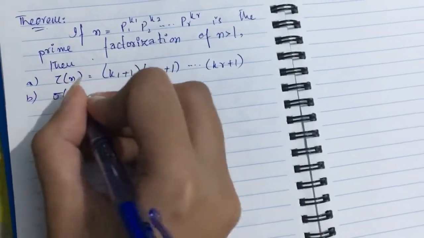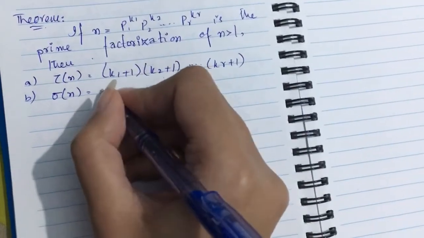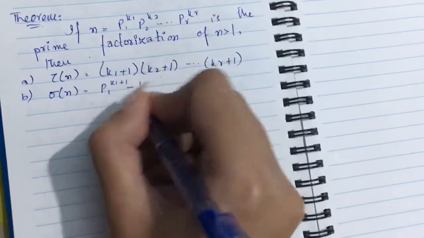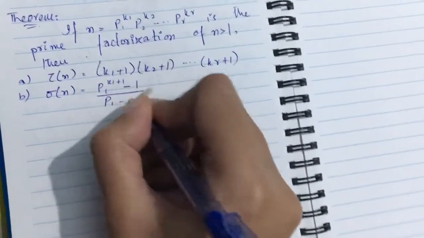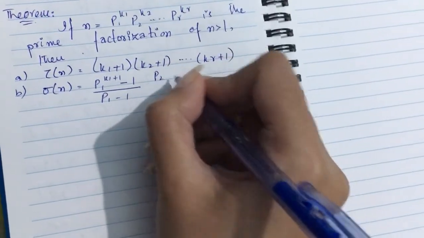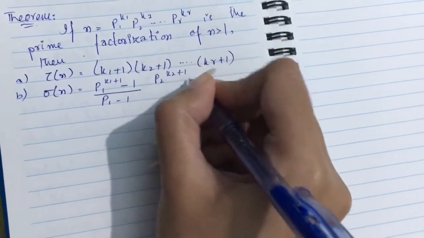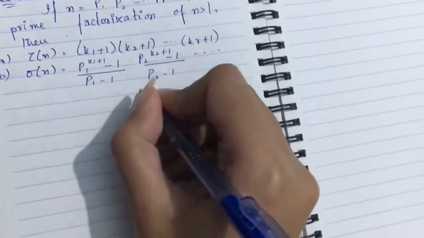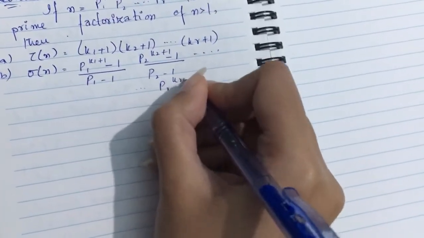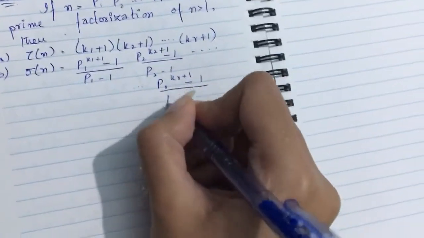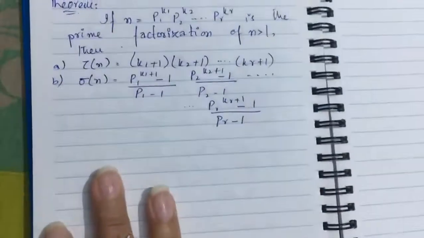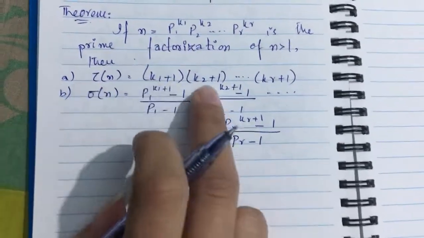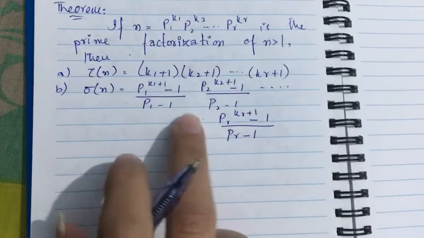and the second condition is for sigma of n, which is equal to (p1^(k1 plus 1) minus 1) over (p1 minus 1), then (p2^(k2 plus 1) minus 1) over (p2 minus 1), up to so on (pr^(kr plus 1) minus 1) over (pr minus 1). So this is the theorem here, and these are the formulas for tau of n and sigma of n.